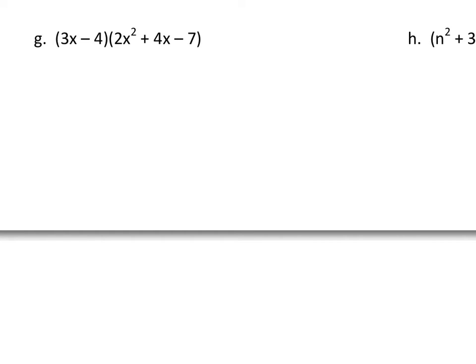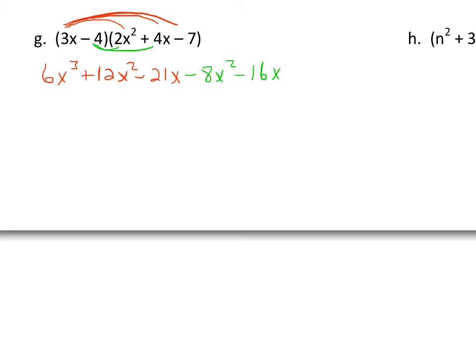So first, let's distribute the 3x. And if we do that, we get 6x cubed, we add exponents. We get 12x squared, and we get negative 21x. Now let's distribute the negative 4, and we get negative 8x squared, negative 16x, and positive 28. So we had to distribute each piece.